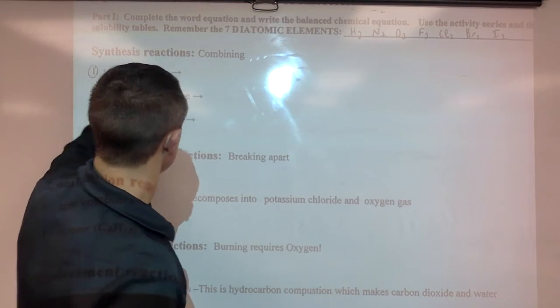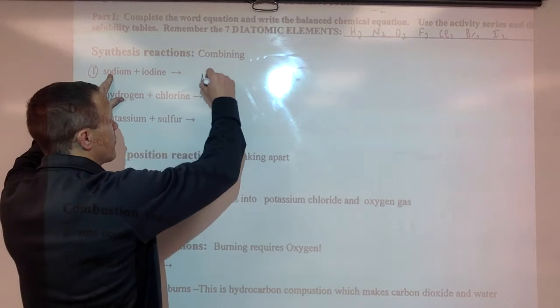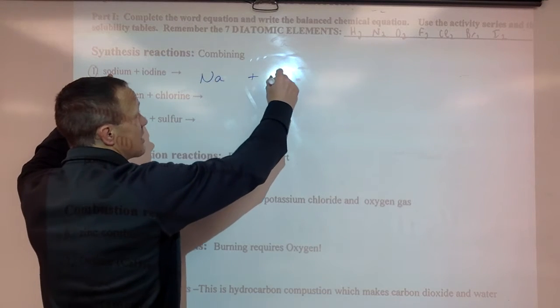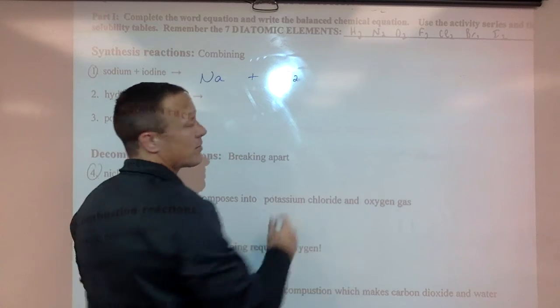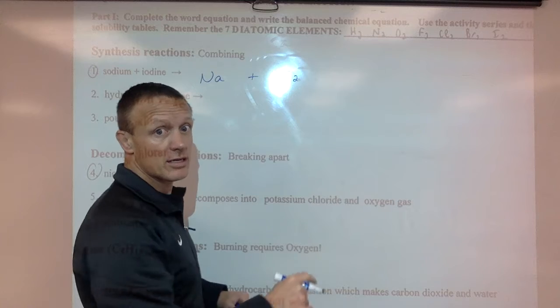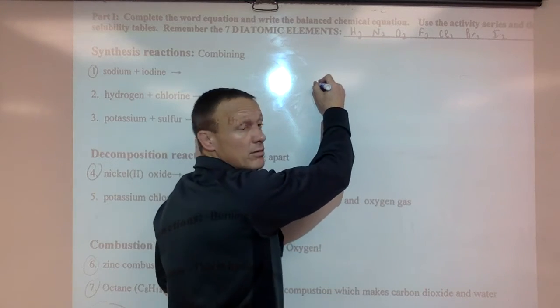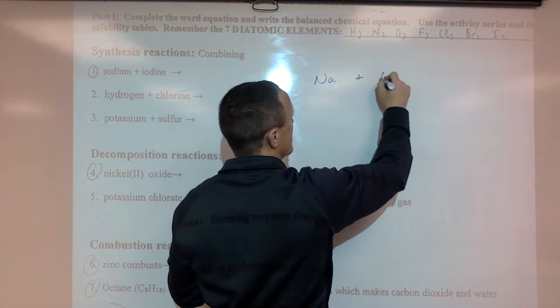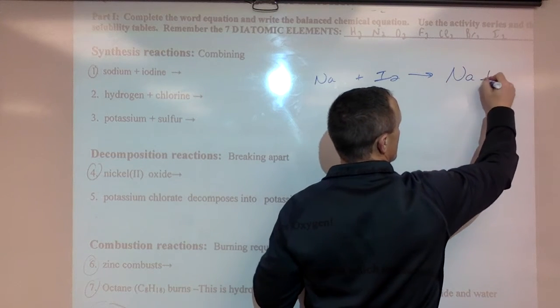So synthesis, remember, you should have one product over here. So our reaction here, we have sodium plus iodine. So I'm going to write that over here. Sodium plus iodine. Iodine is diatomic. Okay, sorry about the glare there. It's hard to see that. Let me move that over. So we got sodium plus iodine. So they're going to form a compound of sodium iodide.